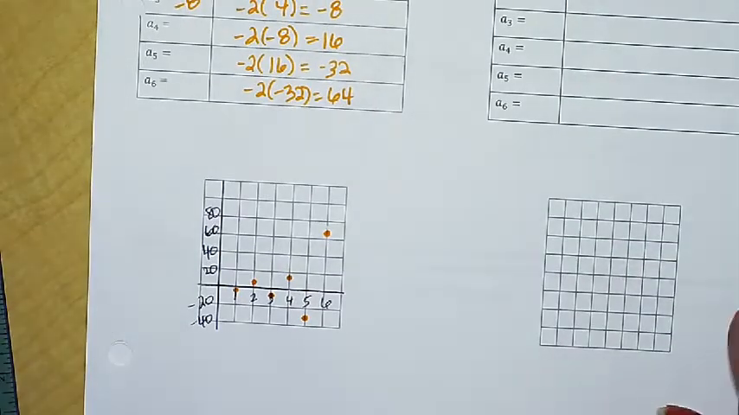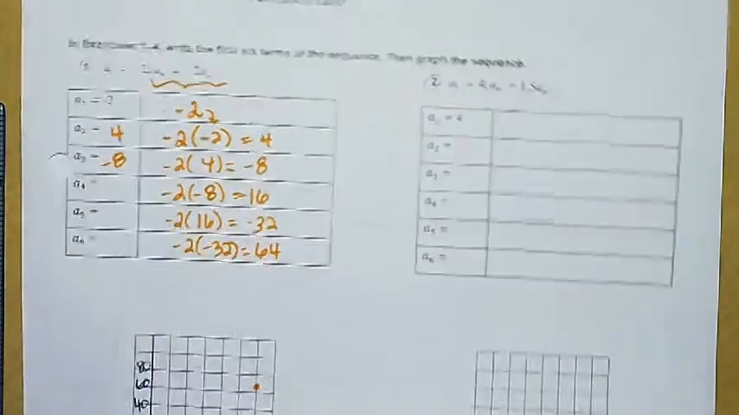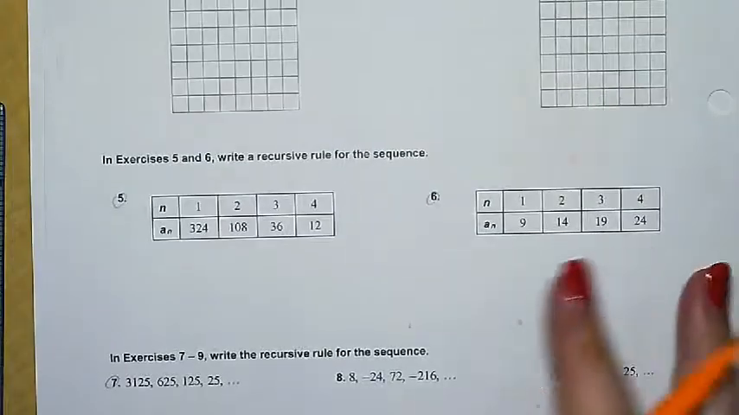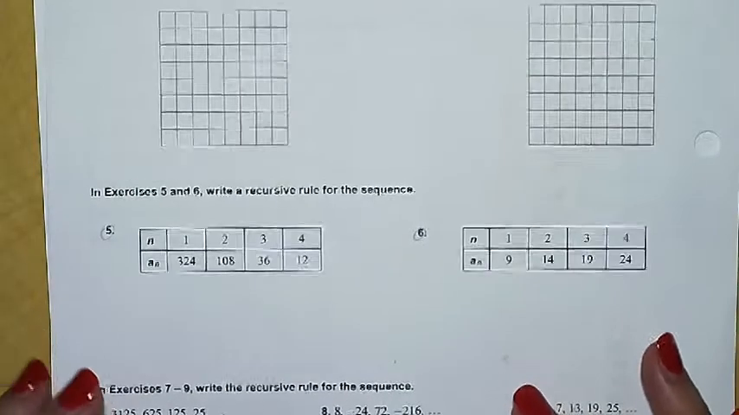All right, so that is how we work with a recursive. It just gives us the pattern. It really is great for extending on, forward, but it's not necessarily good for predicting numbers that are way down the line. All right, let's try number 3 here.